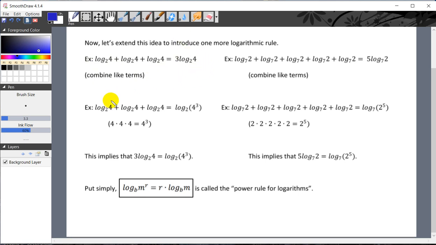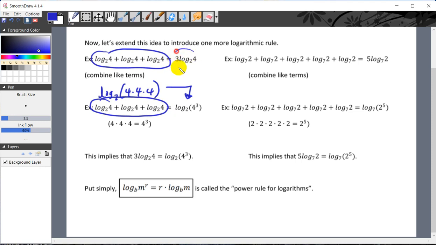Similarly, like I showed you earlier with the product rule for logarithms, the way the multiplication works, this is 4 times 4 times 4, because we just multiply the insides together. And 4 times 4 times 4 is 4 cubed. So what this says is these expressions here are the same. We have 3 times log base 2 of 4 equals log base 2 of 4 cubed.